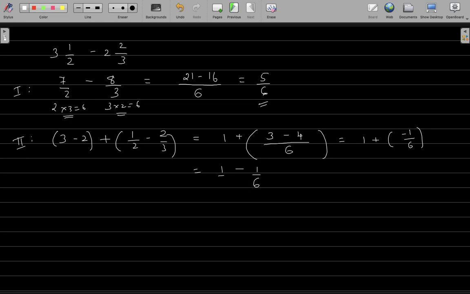Now here you have 1 minus 1 by 6. Had it been plus, maybe we would have written 1 plus 1 by 6. You could write it as 1 by 6. But this is minus, so you cannot write it in terms of mixed fractions. So let us solve this.